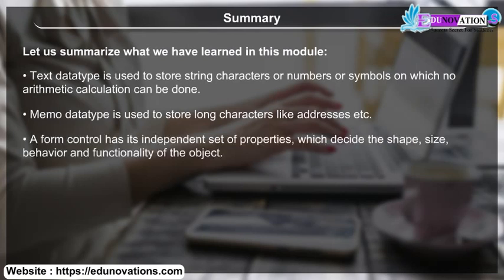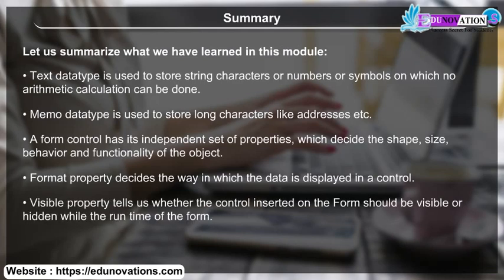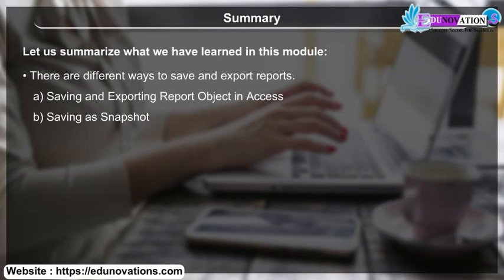A form control has its independent set of properties which decide the shape, size, behavior, and functionality of the object. Format property decides the way in which the data is displayed in a control. Visible property tells us whether the control inserted on the form should be visible or hidden while the runtime of the form. There are different ways to save and export reports. A. Saving and exporting report object in Access. B. Saving as snapshot. C. Exporting to Excel. D. Exporting to Word.